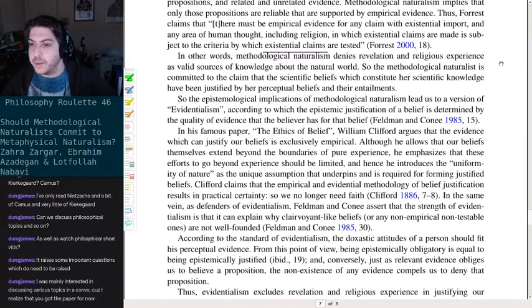Okay, anyway, so the methodological naturalist is committed to the claim that scientific beliefs which constitute her scientific knowledge have been justified by her perceptual beliefs and their entailments. You see, this right here, justified by this. Again, how does that exactly work? We don't know. So the epistemological implications of methodological naturalism lead us to a version of evidentialism according to which the epistemic justification of a belief is determined by the quality of evidence that the believer has for that belief.